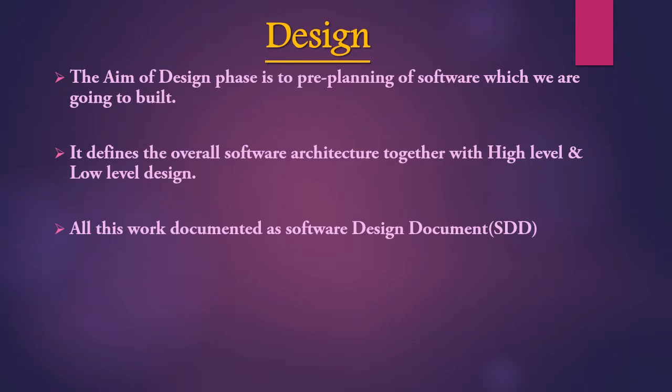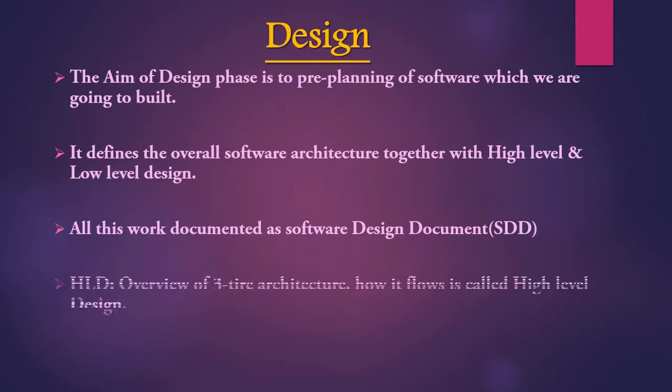Whichever design is made by the architect is documented in the SDD, that is software design document. HLD means high level design. The overview of the 3-tier architecture, how it flows, is called high level design. That means the high level design has 3 layers, that is client layer, server layer and database layer. The architect designed those 3 layers. So that is called the HLD, that is high level design.